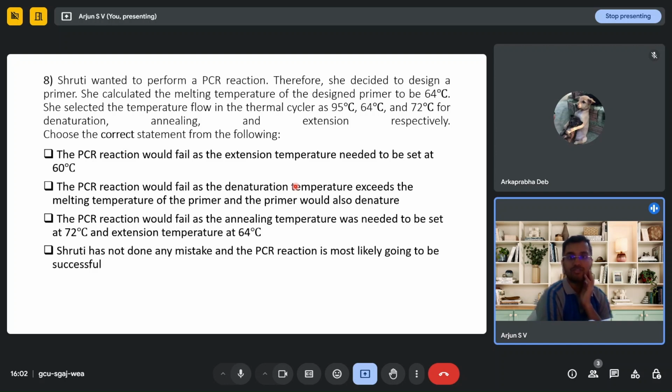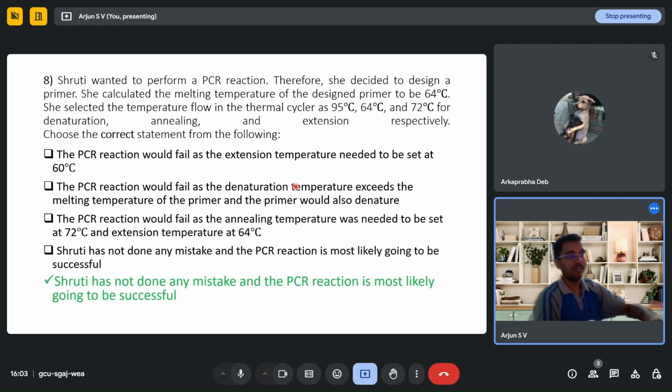The PCR reaction would fail as the denaturation temperature exceeds the melting temperature of the primer, and the primer would also denature. Could be, but it's not always the case. The PCR reaction would fail as the annealing temperature needed to be set at 72 degrees Celsius and extension temperature 64 degrees Celsius, which is quite opposite. Shruti has not made any mistake, and the PCR reaction is most likely going to be successful. So, which is the correct answer, because all the steps are right in this case.